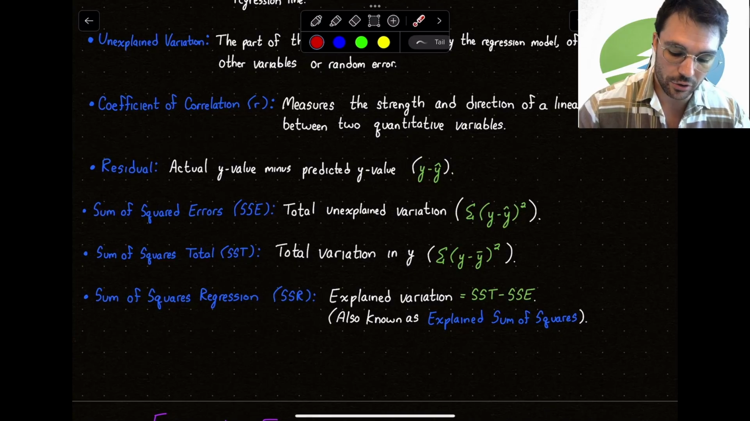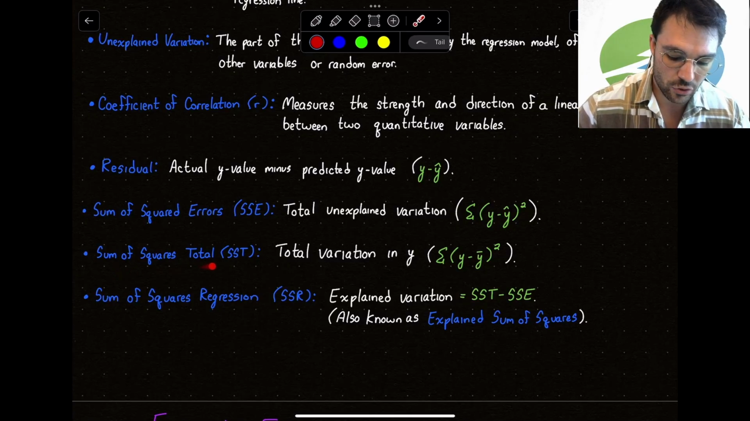All right, so the letters we saw above before, they're introduced over here. First, we have the sum of squared errors, SSE. This is our total unexplained variation, and it's given with the equation as the summation of the residuals squared. We should recognize this from right here. We square all these values and add them up.